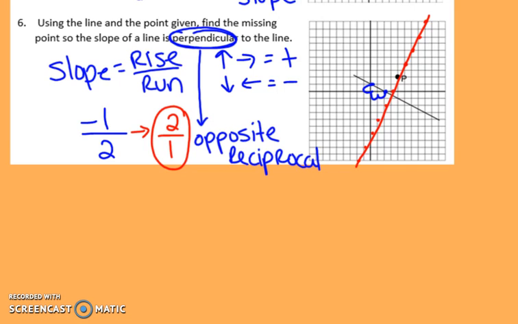Please keep in mind, we're still finding slope the same way we did in algebra. That part does not change. We just need to keep in mind that parallel lines have the same slope, and perpendicular slopes are the opposite reciprocals.